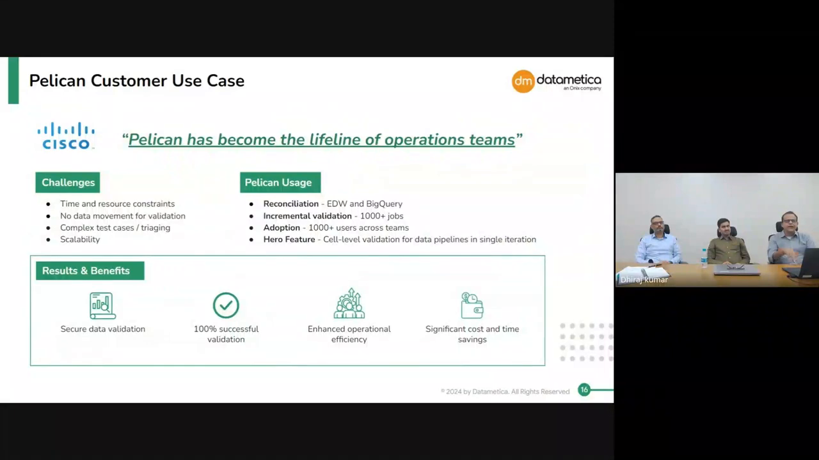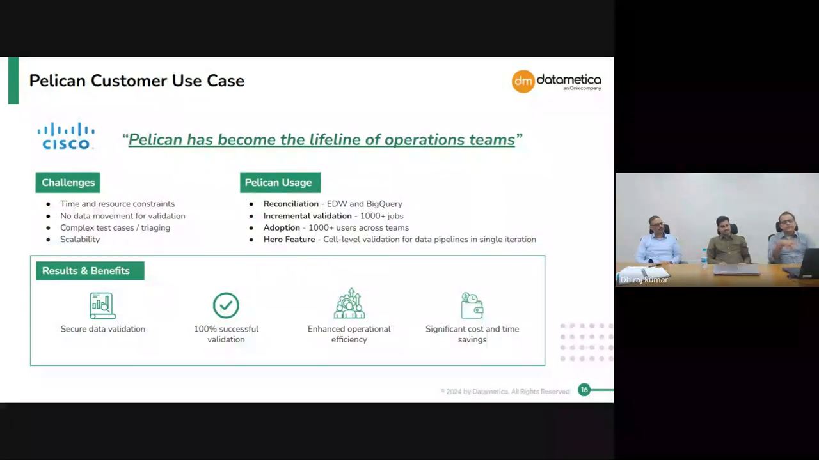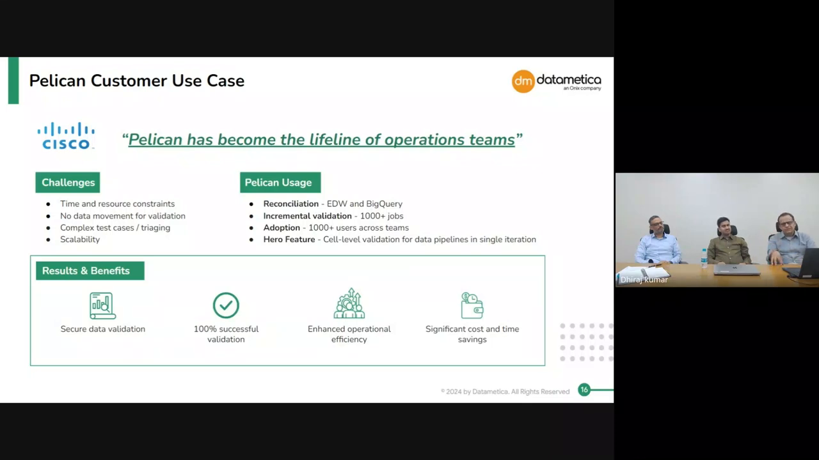To give you a brief background, Cisco has decided to use GCP as their preferred platform. They had gone for a phased migration. What that means is, for a period of time, they are going to have data which is the same in their enterprise data warehouse and GCP. They are going to use this data from both platforms for their business decisions. So their problem statement was, how do I make sure that my data on both platforms is the same on a daily basis?